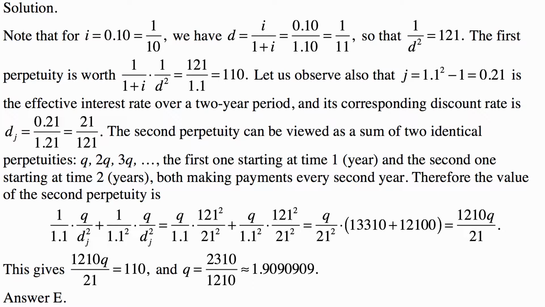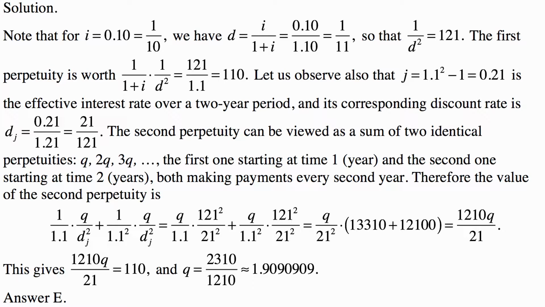I do want you to know this for the test: if you have a one-time payment at time n, then its present value is v to the nth. If you have a level perpetuity with the first payment at time n, then the present value is v to the nth times 1 over d. And if you have a regular increasing perpetuity, 1, 2, 3, 4, and so on, with the first payment at time n, then the present value is v to the nth times 1 over d squared.